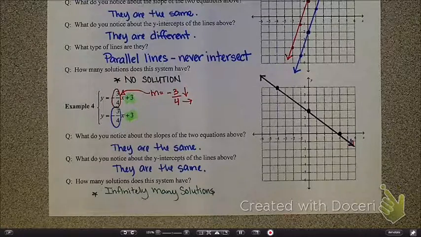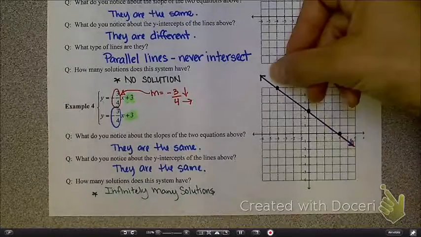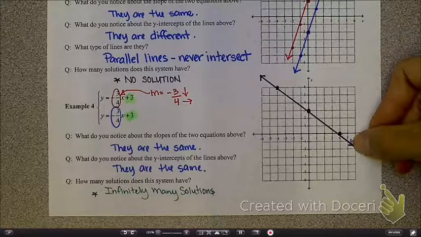Okay, so that's what a system looks like that has infinitely many solutions, because every single point on this line is a solution because the two lines overlap.